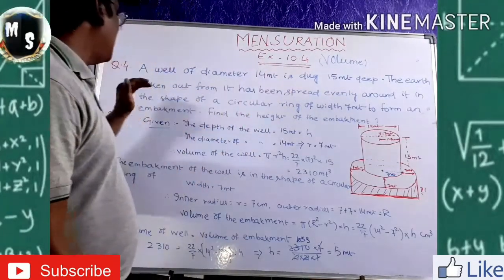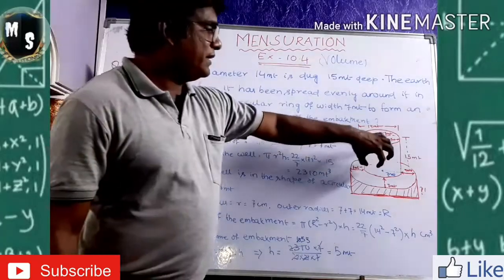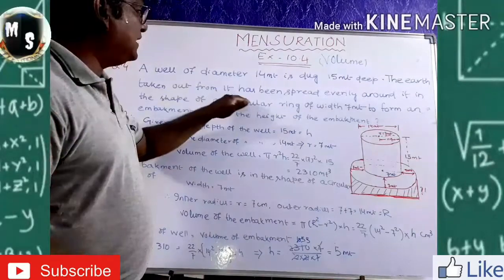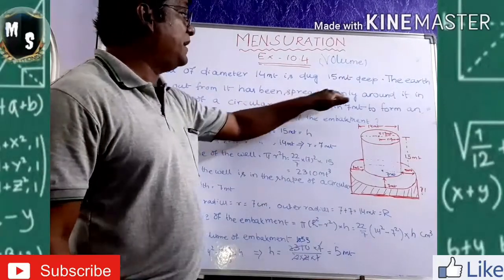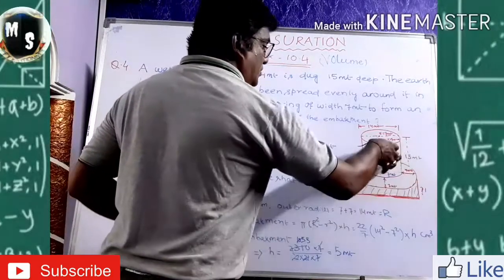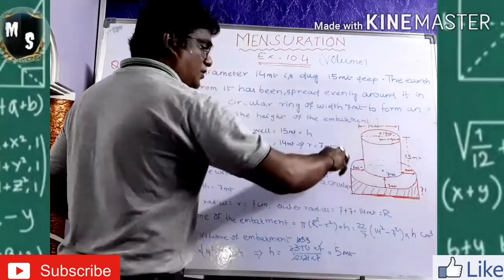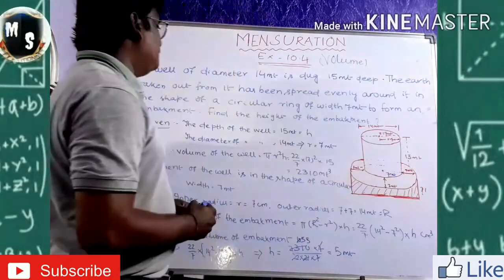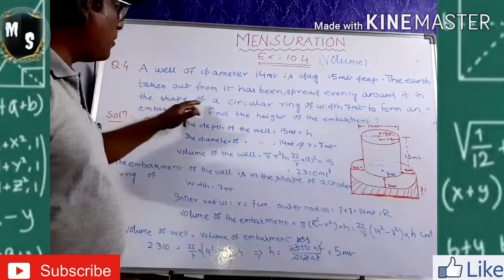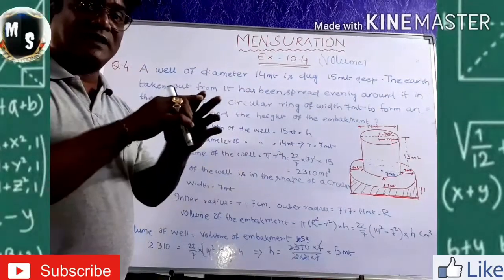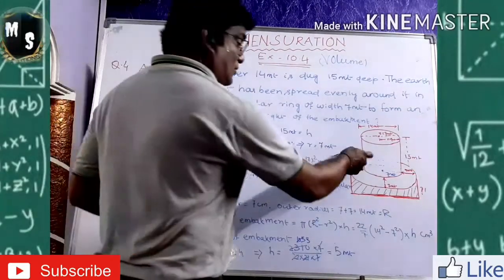The earth taken out from it. After digging, the earth taken out from it means the soil. What is it? It has been spread evenly around it. So the soil you took out from this cylinder has been spread evenly in the shape of a circular ring. That means in the last question it was a cuboid, but in this question it is a circular ring.